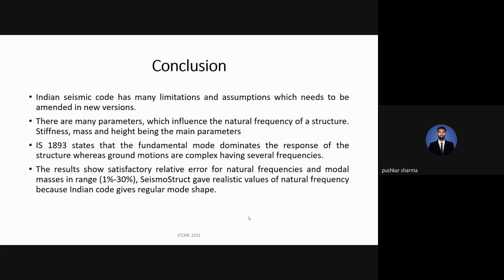So these are the conclusions from the study. The Indian seismic code has certain limitations and assumptions which have to be amended in new versions, and there are many parameters which influence the natural frequency of the structure, such as stiffness, mass, and height. IS 1893 states that the fundamental mode dominates the response of the structure, whereas ground motions are complex, having several frequencies. The results show a satisfactory error for the natural frequency and mode shapes. We can say that SeismoStruct gave realistic values of natural frequency because the Indian code gives a regular mode shape. Thank you.